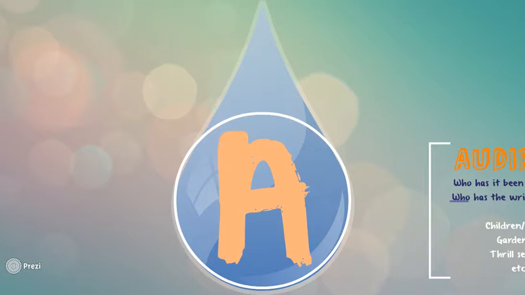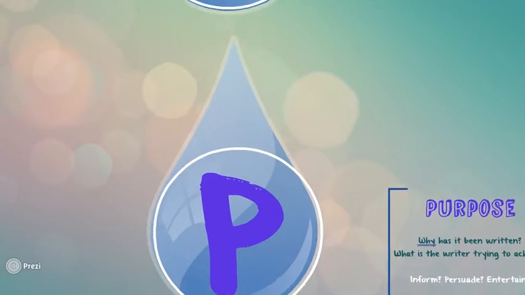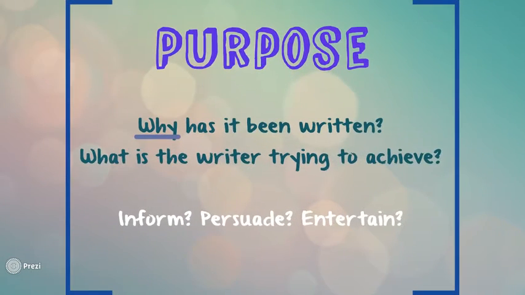An interesting one is to consider the audience. So this is where you would ask yourself, who is this source being written for? Who's the writer targeted? And again, you would do that for source A and source B. And one that you'll definitely want to address is what is the purpose of both texts, so A and B. You can ask yourself, why have they been written, and what is it that the writer's trying to achieve? Are they trying to inform you? Are they trying to persuade you? Entertain you perhaps? You decide.